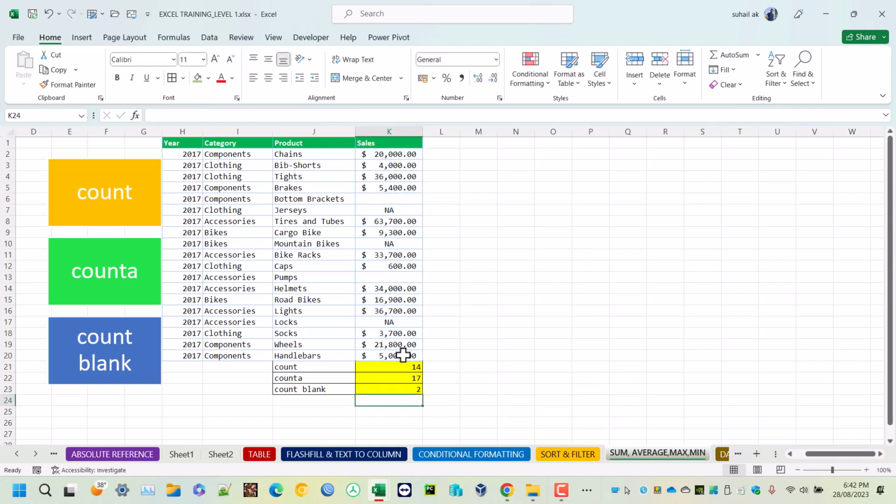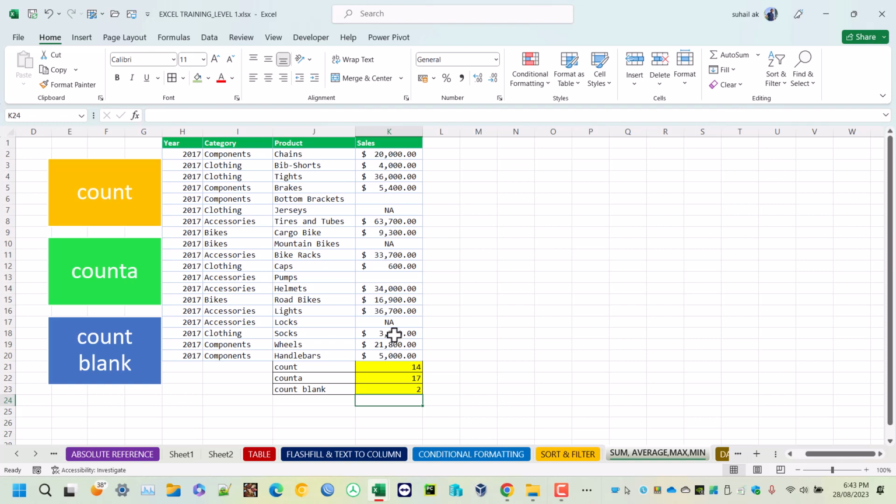Only two cells are blank within this range. So that is the major difference between COUNT, COUNTA, and COUNTBLANK. In different scenarios, we may need to find out the number of blank cells in a range.